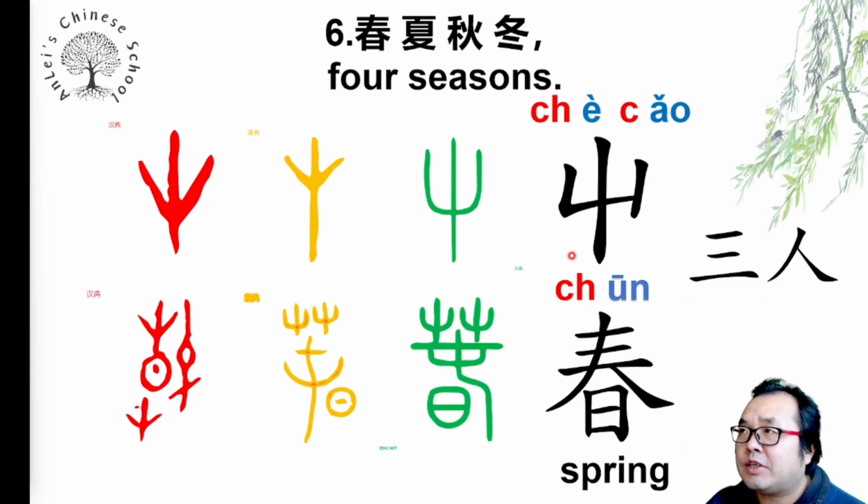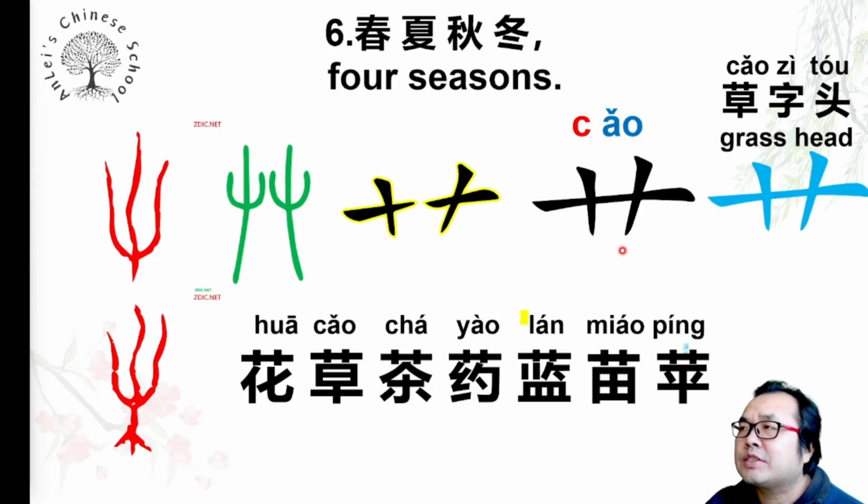This character is pronounced 草, but normally we use it as a radical, 草字头, grass head. It's like when I learn English, you don't need to remember every word, only remember the commonly used words. But there's one radical you have to remember. There are so many characters with the grass head, like 花, flower, 草, grass, 茶, tea, 药, medicine. Because in ancient China, we used herbal medicine. 蓝, blue. The blue color dye comes from grass. And 苗, seedling. 苹, 苹果 for apple.